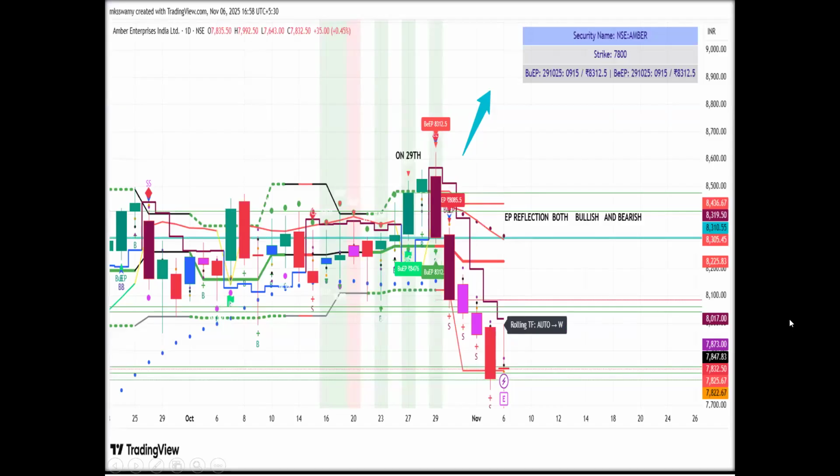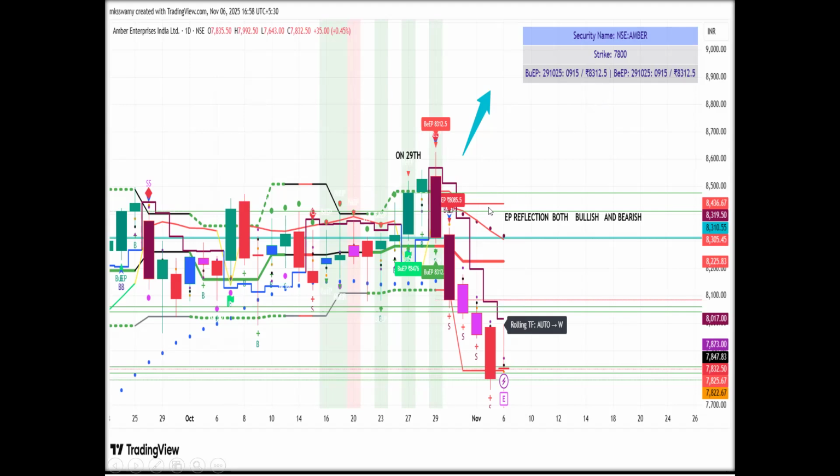In this example, I've taken the stock of Amber Enterprises. You can see EP reflection, both bullish and bearish. On the 29th of this month, EP reflected both the buy side as well as the bearish side. The price line was 8,312.